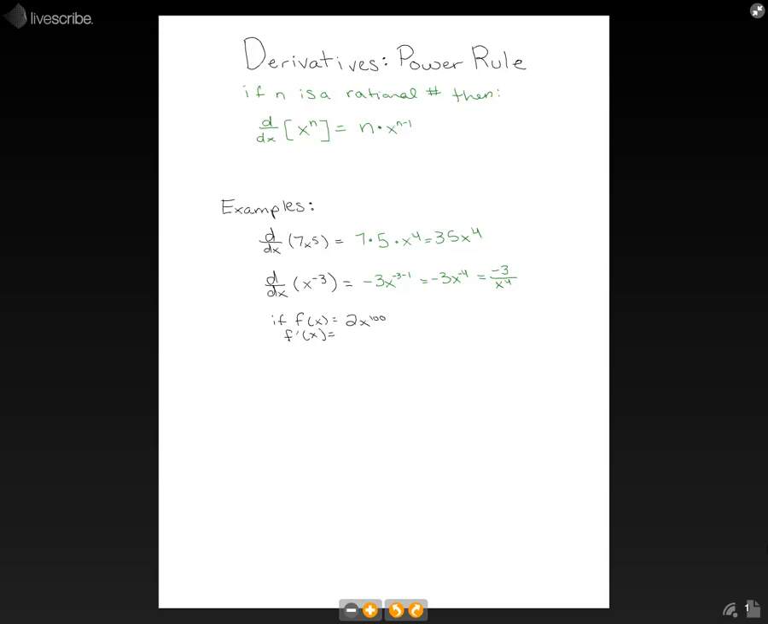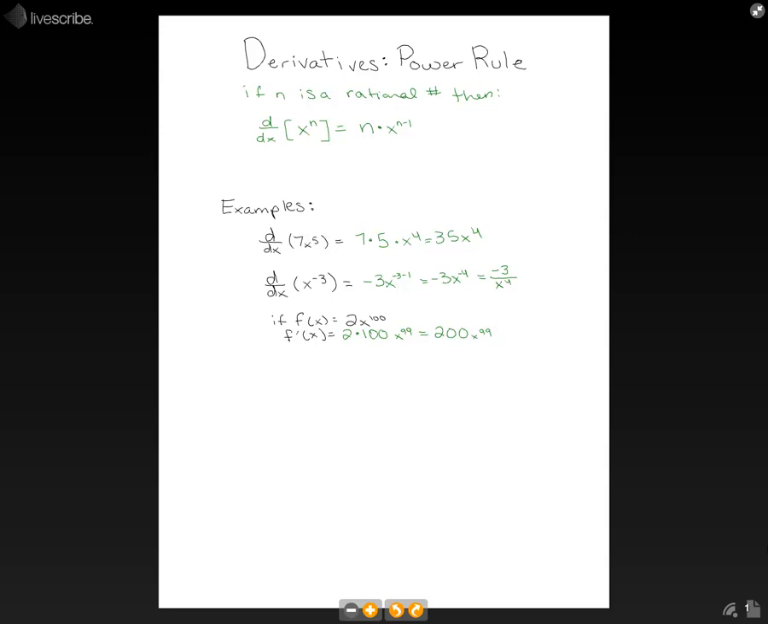Now let's do one last example. So say we have f of x equals 2x to the 100th power. Well, f prime of x, also another way to write the derivative, is simply going to be 2 times 100 times x to the 99th power. It's not much more difficult. As you can see, it just can look a little bit scary because anything to the 100th power is a little large. So that would give us 200x to the 99th power.